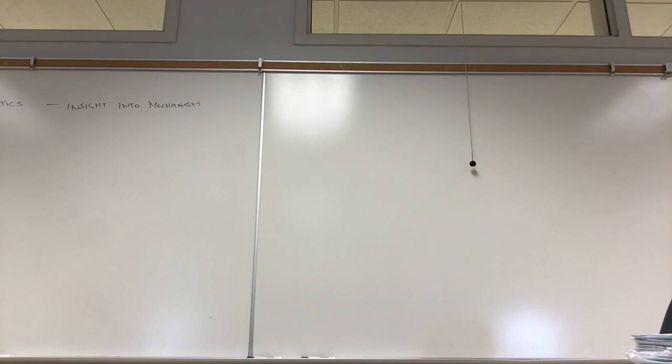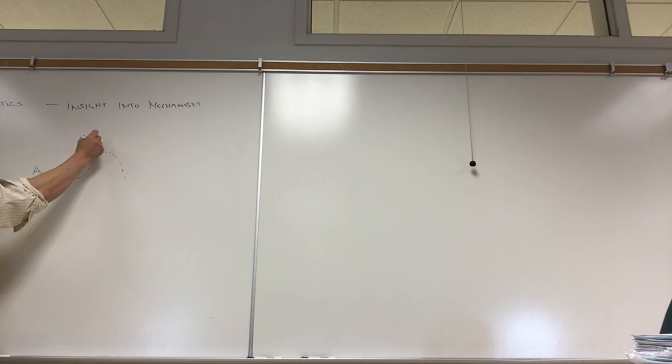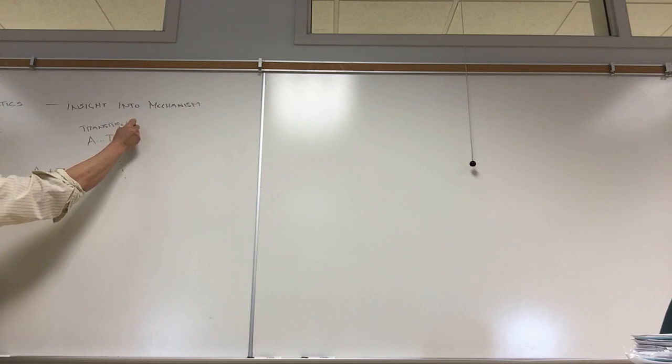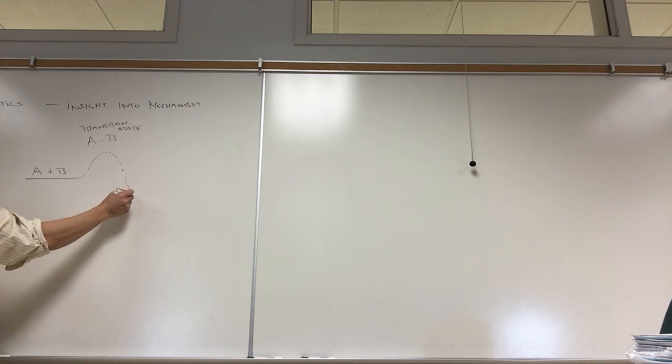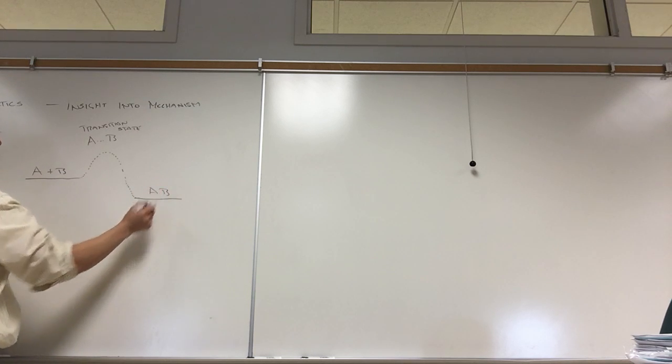That is, when we look at a simple step in a mechanism, a simple step is going to have the initial, called reactants. And then it's going to go through some kind of transition state. So we call it the transition state. Then it could fall down into products. Let's say A, B here.